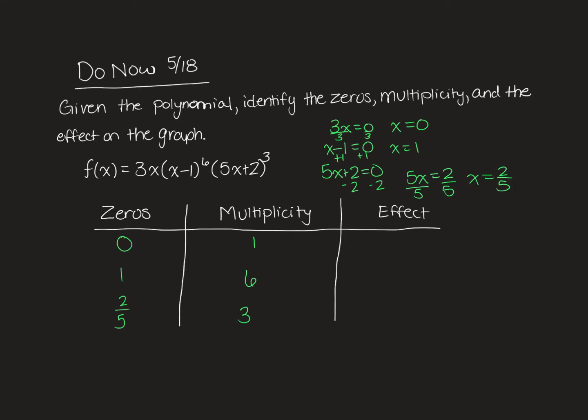The effect. If it is an odd multiplicity, then the graph will cross. If it is an even multiplicity, then it will bounce. So since 1 is odd, the effect is it will cross. 6 is even, it will bounce. 3 is odd, it will cross. This is how you find your zeros, the multiplicity, and the effect.